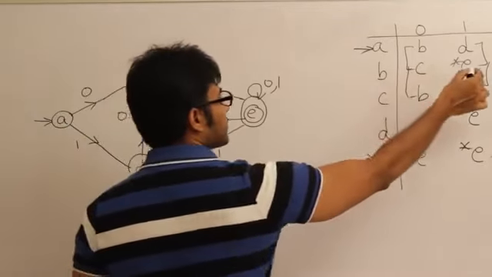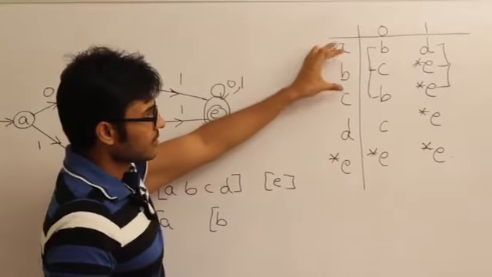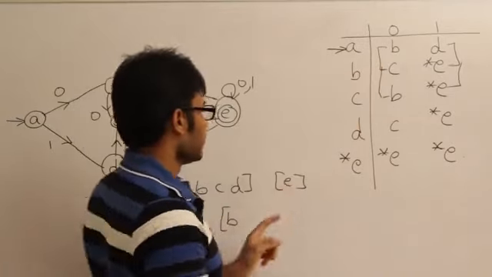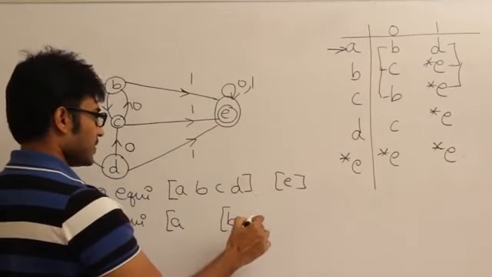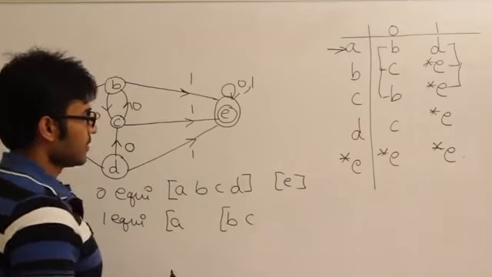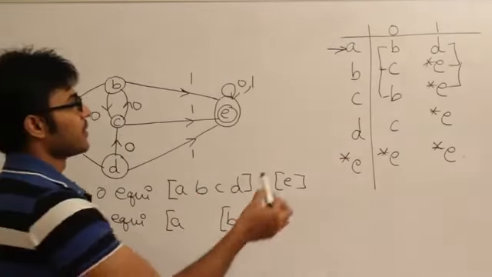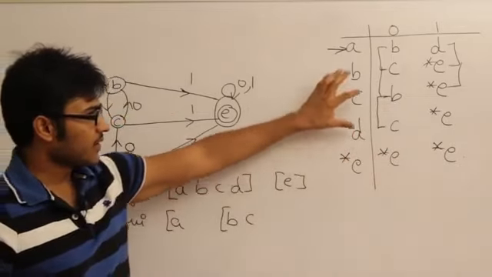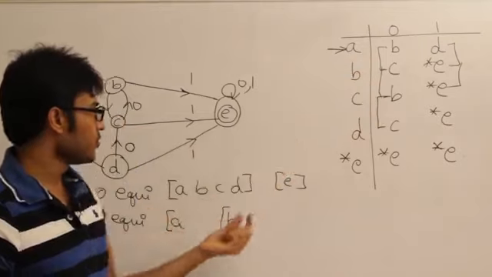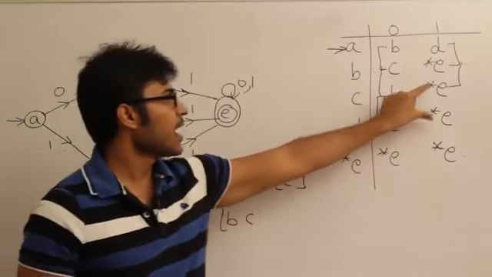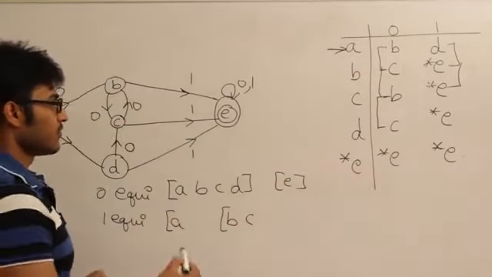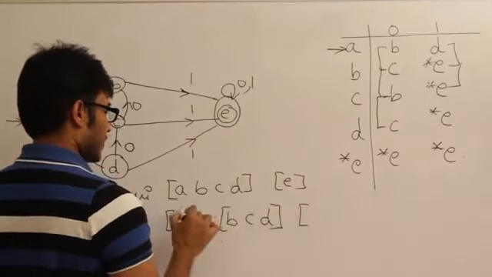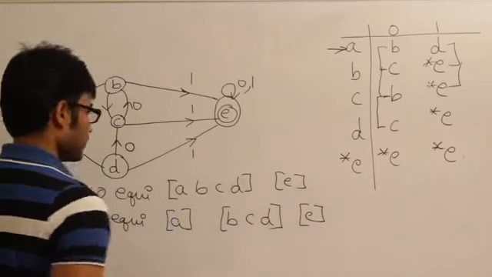Let us compare B and C. B and C on 0 are going to B and C, which are in the same group, and on 1 to E and E, which are in the same group. Therefore, B and C are in the same group. Now let us see if C and D are in the same group. C and D on 0 are going to B and C, in the same group, and E and D, in the same group. Therefore, D is in the same group with C. So this is how one equivalence looks.